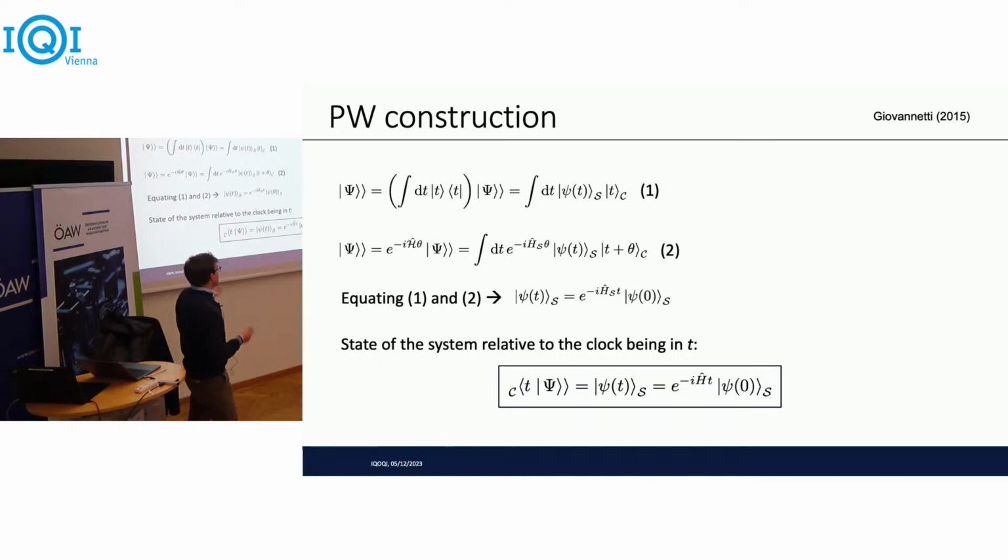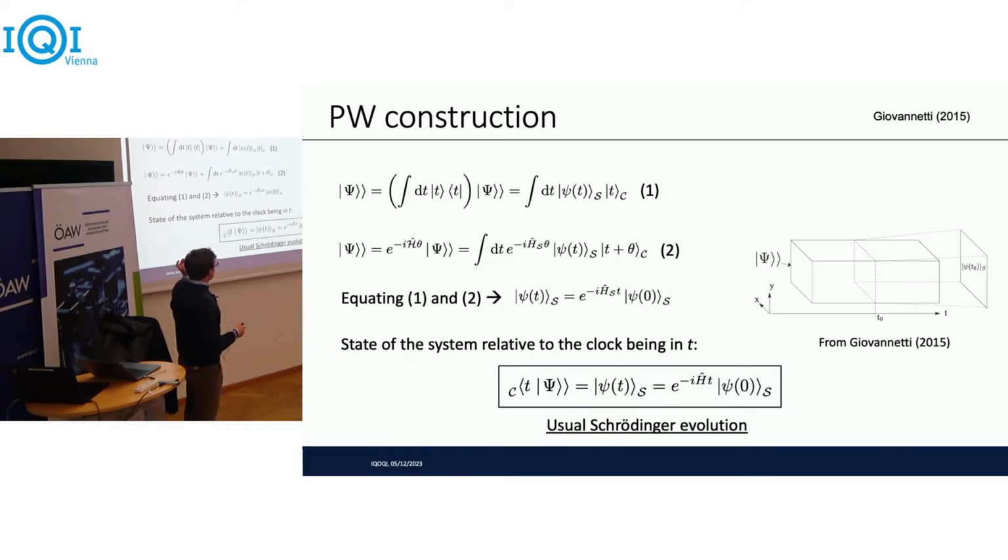So what does it mean? That the state of a system relative to the clock being at time t, so this collection of states, evolves in the usual Schrödinger way. So we recovered the usual Schrödinger evolution on the system side, even if the whole universe is stationary. We have a whole stationary universe, and by these simple relations, we find that relative to the clock, we can find the usual Schrödinger evolution on the system side. And that's Page-Wootters.